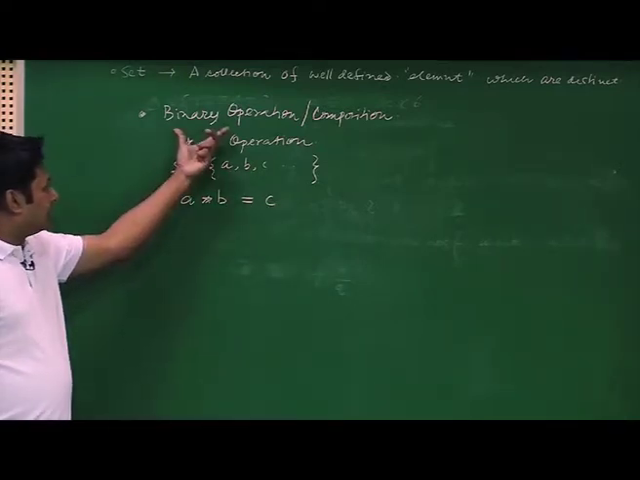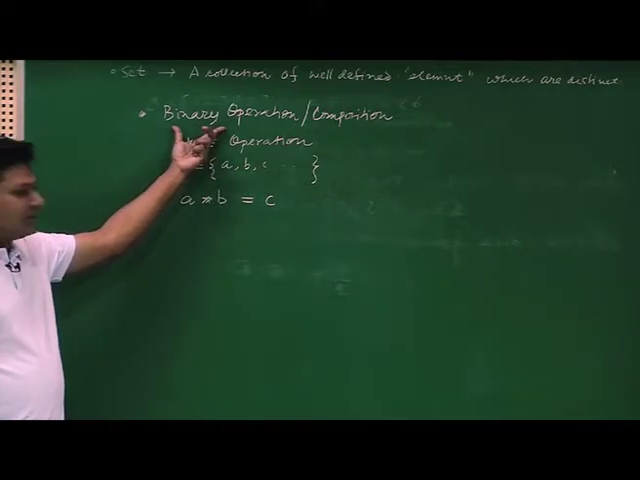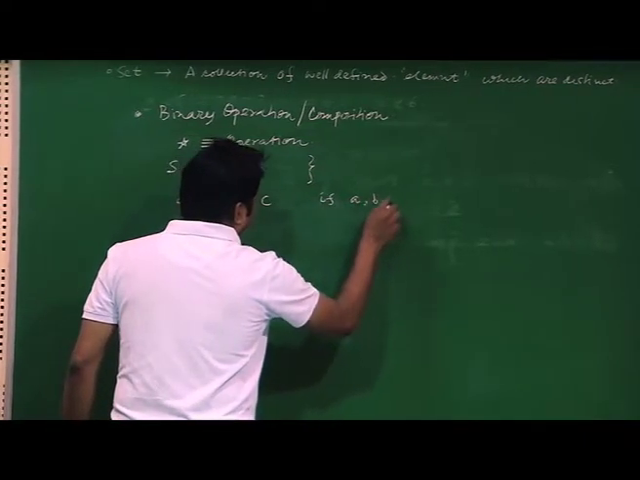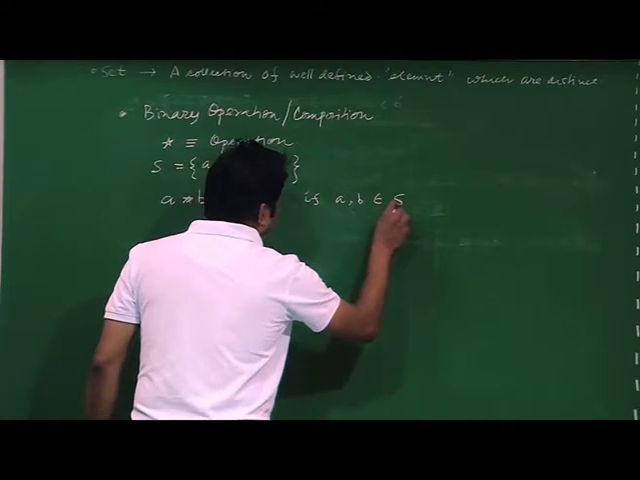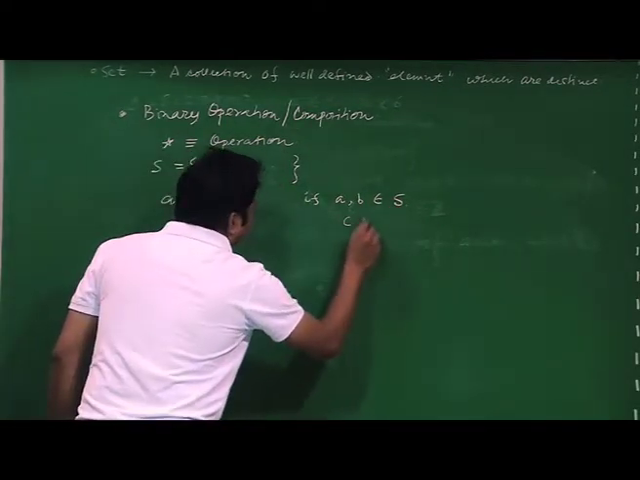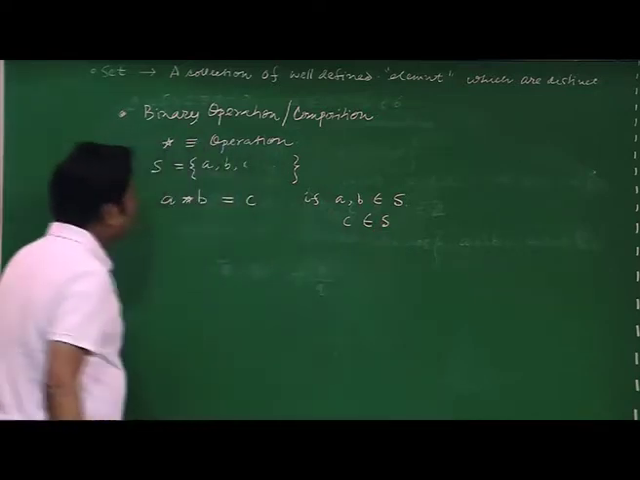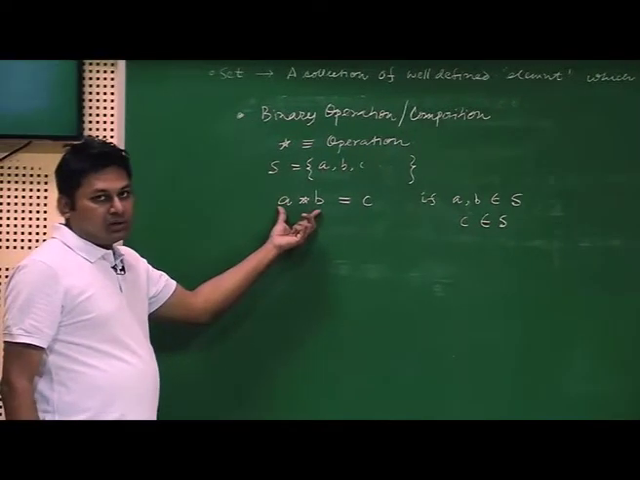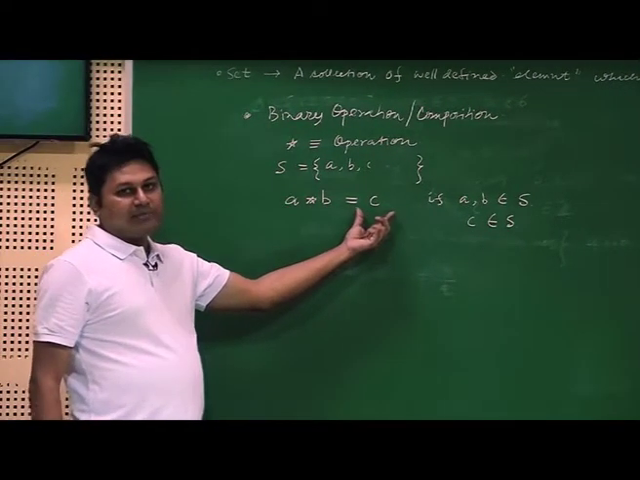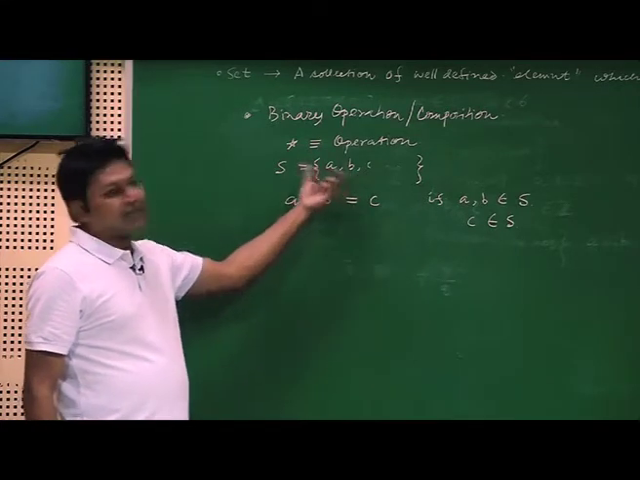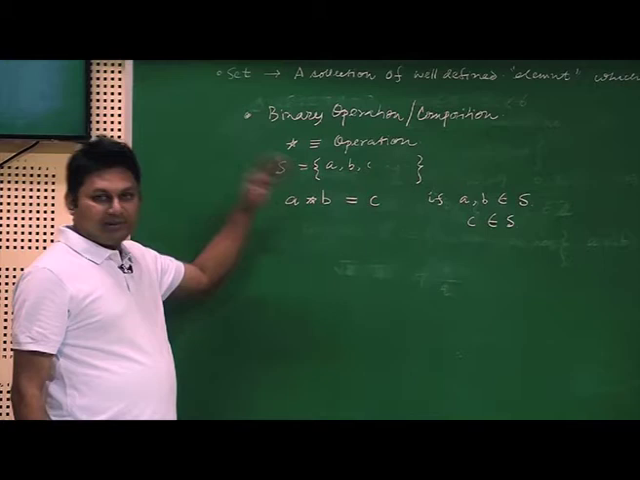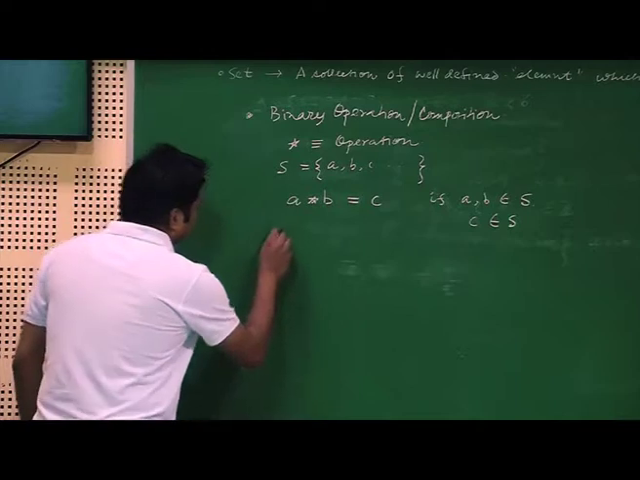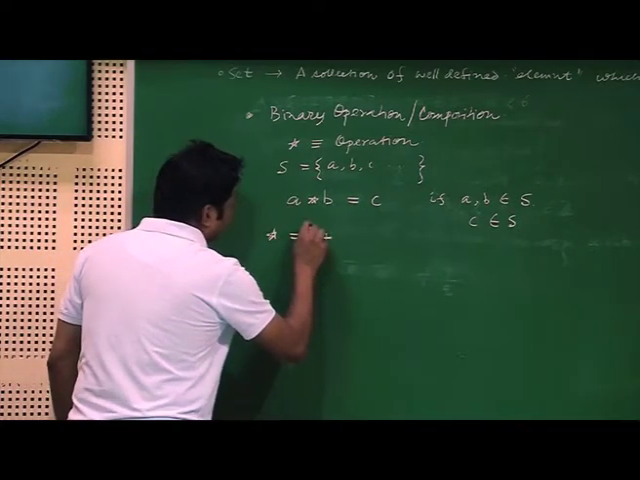Now, the binary operation by definition is that if A and B belong to the set S, then C has to be in S also. That means if I operate the binary operation over two elements A and B, whatever result I find, for example C, this has to be inside the set. It will not be something that is outside the set. What will be the example? For example, I can write this as the plus operation.